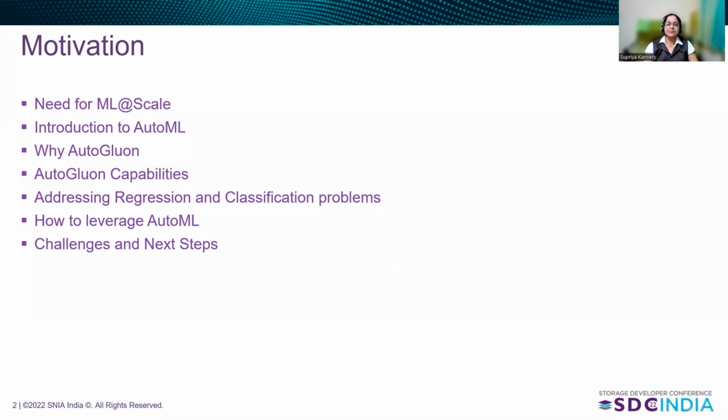using the AutoGluon setup. Then we will propose an architecture on how to leverage automated machine learning in production systems. Of course, through our POCs and trials, we did face some challenges. We'll discuss those here, and also the next steps that we are planning to address those challenges. Over to Prajwala and Nisha for discussing the rest of the points.